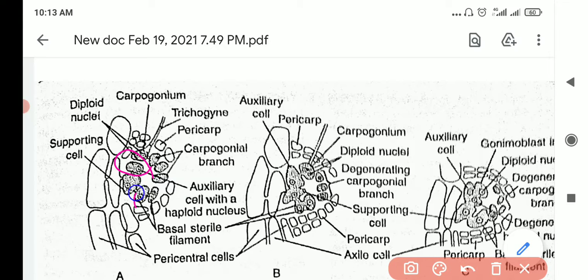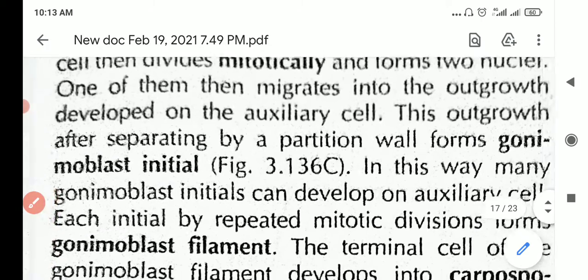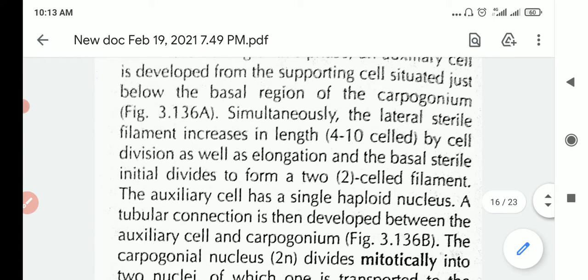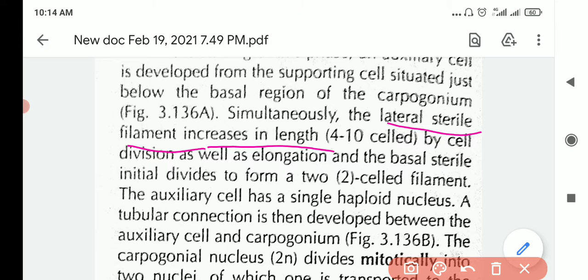So here you can see the basal sterile cells, the usual, right? Remember, in development of the carpogonium, we had seen that. So let's continue. At the same time, remember those lateral sterile filaments? They will increase in length, to around 4 to 10 cells by cell division as well as elongation, and the basal sterile initial will divide to form a two-celled filament.